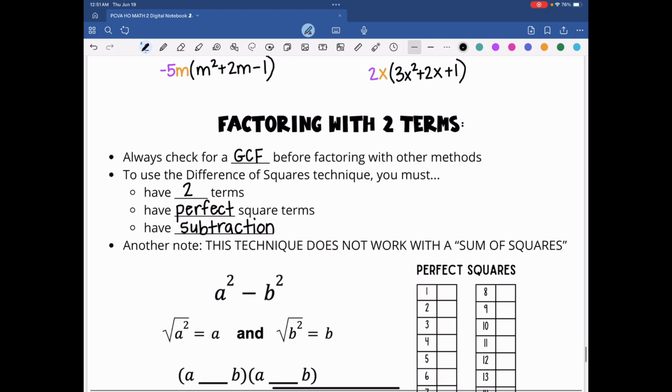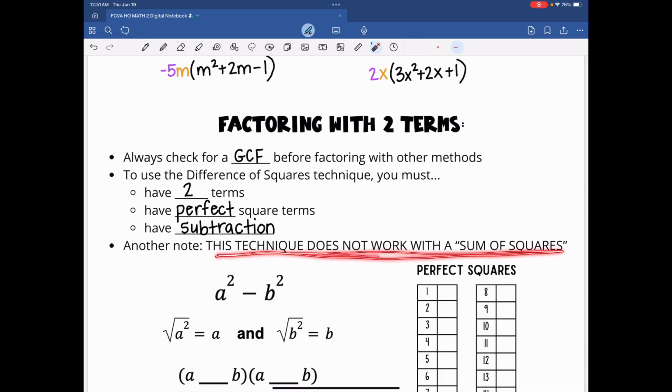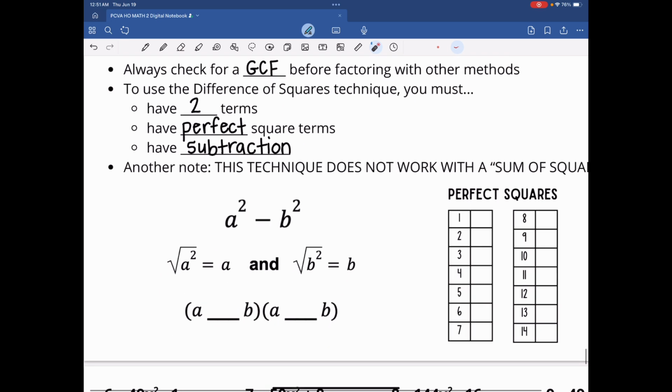Now, just to make a note, this technique that we're going to talk about does not work with sum of squares. This is only a technique that works. It's like a shortcut for factoring. The sum of squares is non-existent. It does not work when we have addition. It has to be difference. So how does it work?